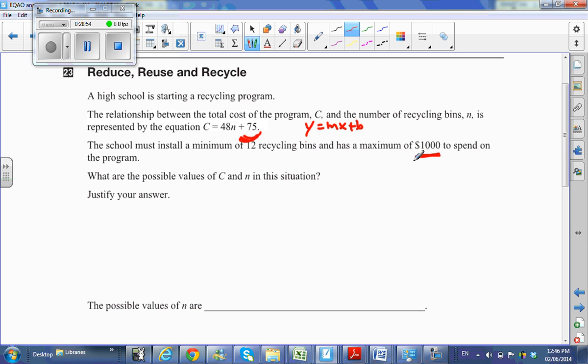Okay, maybe we can't spend a full 1,000. Maybe we can only spend $998, because let's say it was 20 bins. Maybe 20 bins puts us over the $1,000 mark. So maybe we could only have 19 bins. The total would be again $998 or something like that. So let's go ahead and see what would happen if we plug in 1,000. See how many bins we could actually buy.